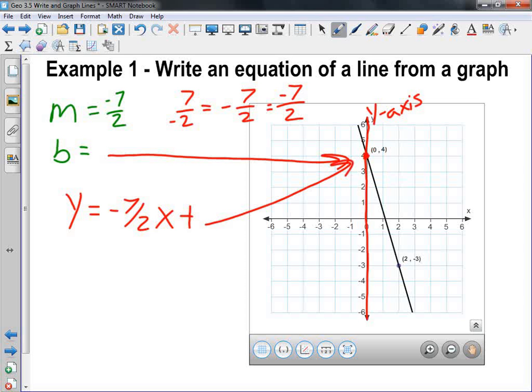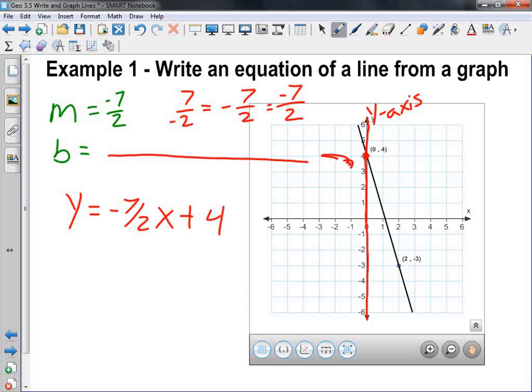What am I going to put in there? What number? 4. Thank you. I plug in 4 because that's our y number at the intercept, right? At the intersection. So everybody see where I got 4 from?